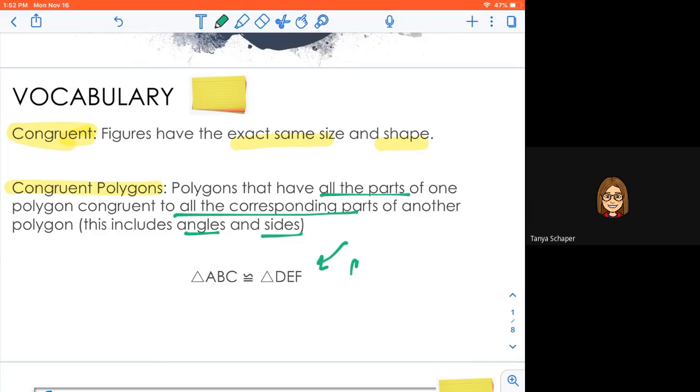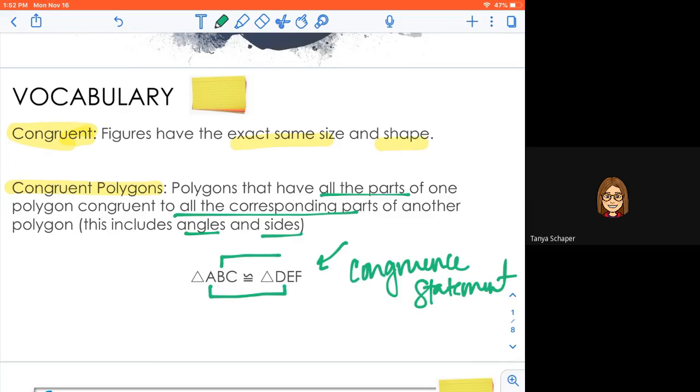This is what you call the congruence statement. When you do your congruence statement, it's very important that your corresponding vertices line up, all right? So that means that angle A is the same measurement as angle D, and angle B is the same measurement as angle E, and angle C is the same measurement as angle F. So making sure that you indicate that is important. That's going to matter. So if I ask you to write a congruent statement for 2 triangles and they don't line up, it is not technically correct.